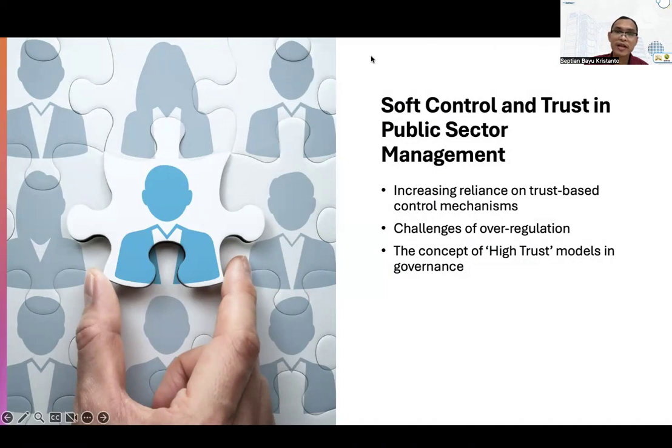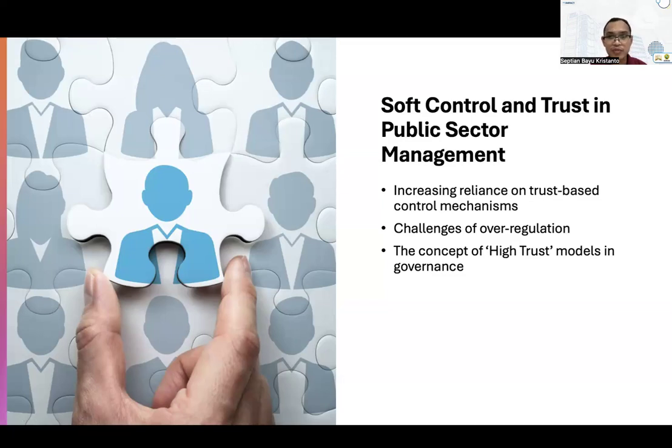Yes, we can find out about trust, together with the soft controls. What is the meaning of soft control and trust? The soft control is creating reliance. So we can develop some trust base with the control mechanisms, even in our citizens, with our bureaucracy and our units of organizations.